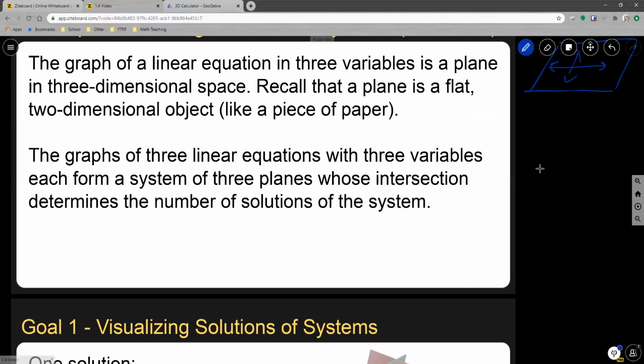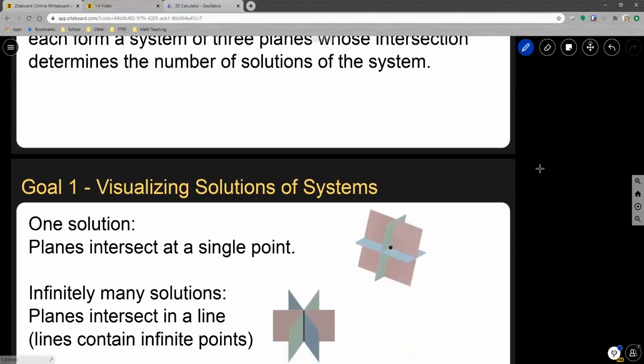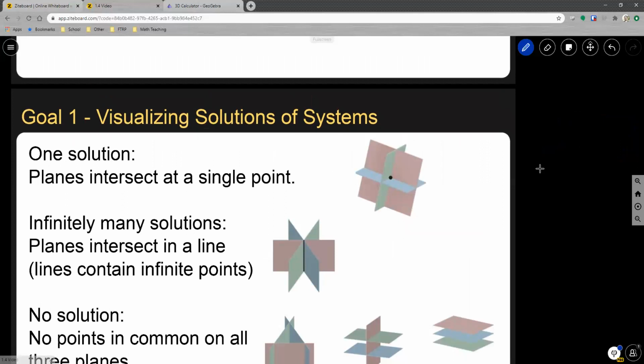So the graphs of 3 linear equations with 3 variables each form what's called a system of 3 planes whose intersection determines the number of solutions of the system. So I want to go over these visualizations really quick. First off, we have a single solution.